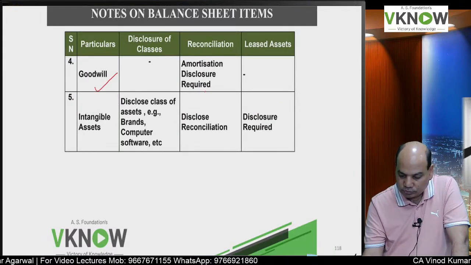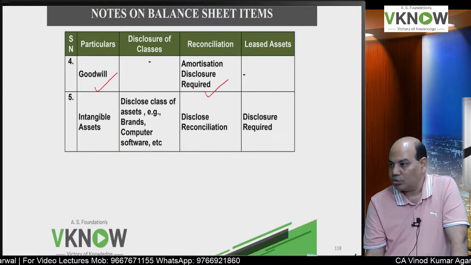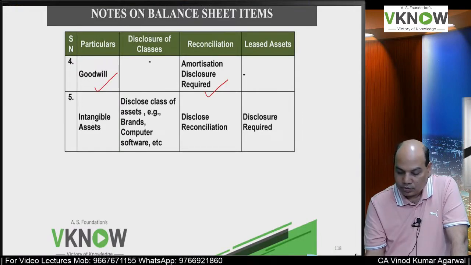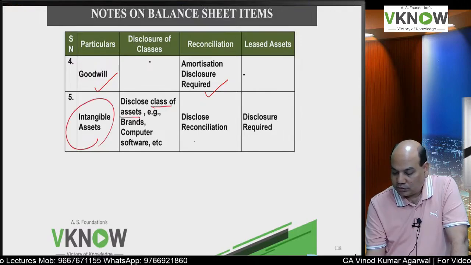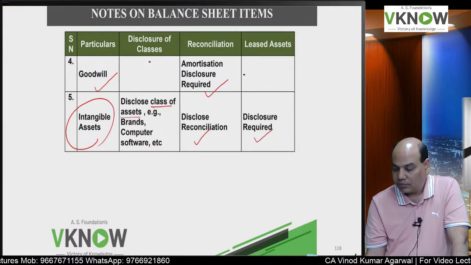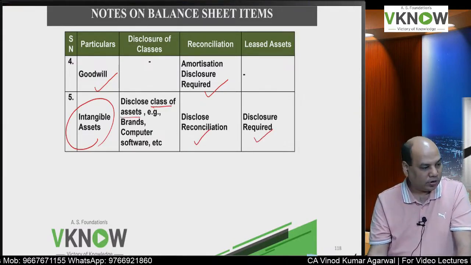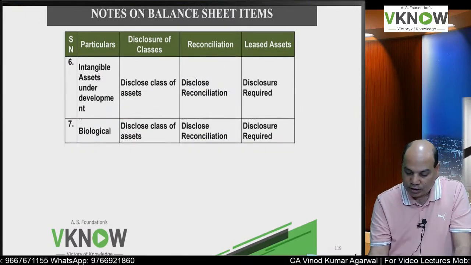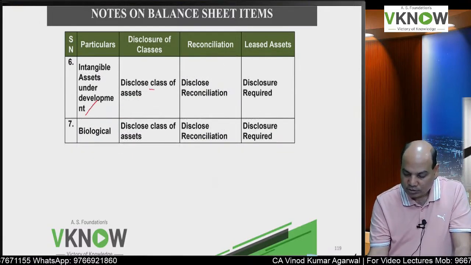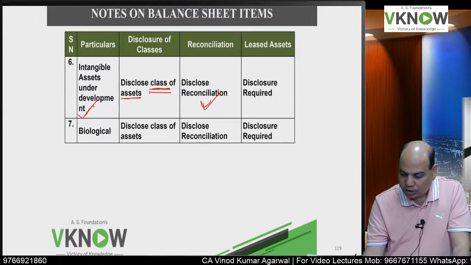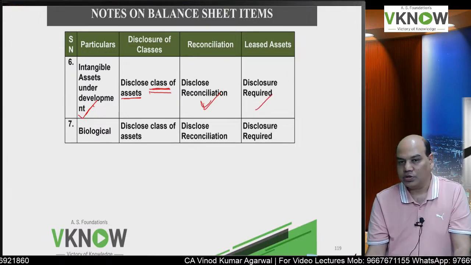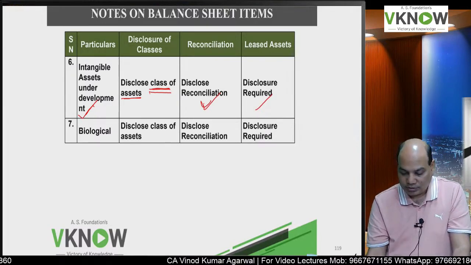Goodwill, you have to give disclosure relating to amortization. Then intangible asset, disclose the class of asset, disclose reconciliation, same disclosure required for leased asset. Intangible asset under development, you have to disclose the class of asset, whether it is software or patent or what. Then reconciliation is required for owned asset, and disclosure is required for leased asset.